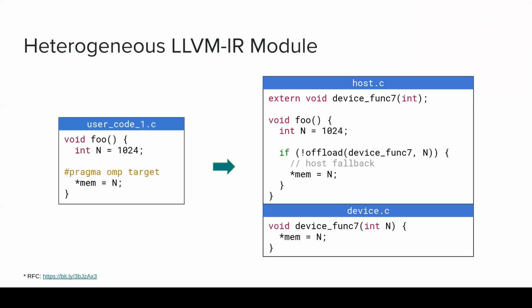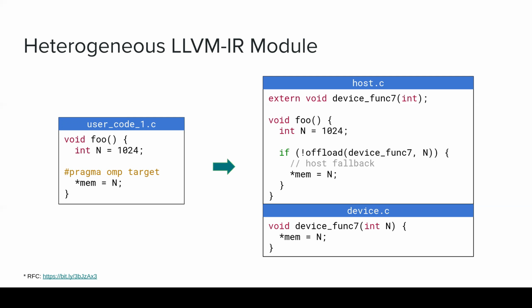Now, what the compiler does with this is it actually splits it into two files under the hood. It doesn't split it into C files as shown here, but for simplicity, you can assume that. And what it will do is try to offload, and if that fails, it will go to the host fallback code.